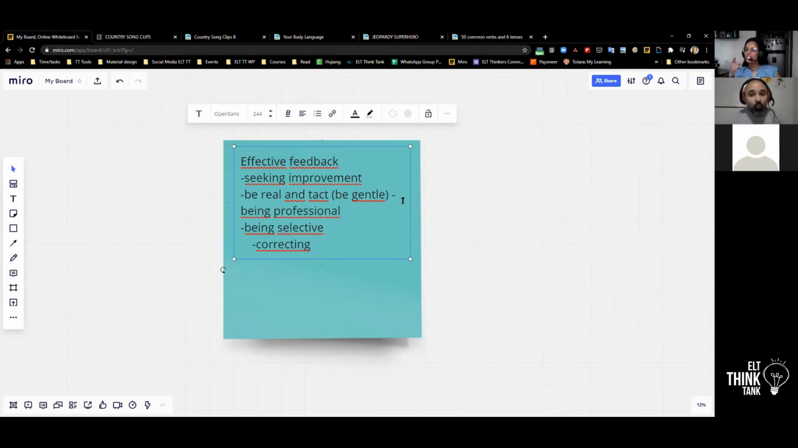In my mind, it actually goes one step further than that. It's not just relevant, but relevant to the task and to the objectives of that lesson.